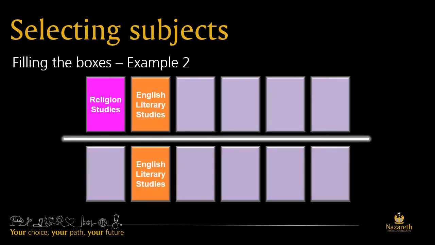Okay, let's look at a second example. So in this one, you can see religion studies is still there. Full year of English literary studies still there. Mathematical methods for a full year, that's still there too. And that 1 semester of economics, that's there as well. But after that, this student has chosen a number of different options, all single semester options, which you can do.